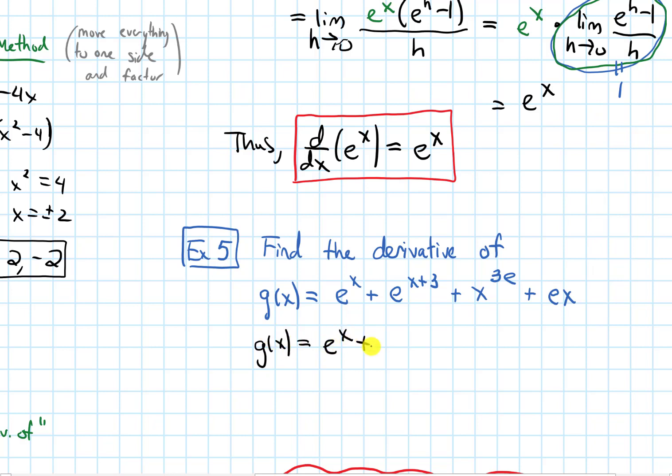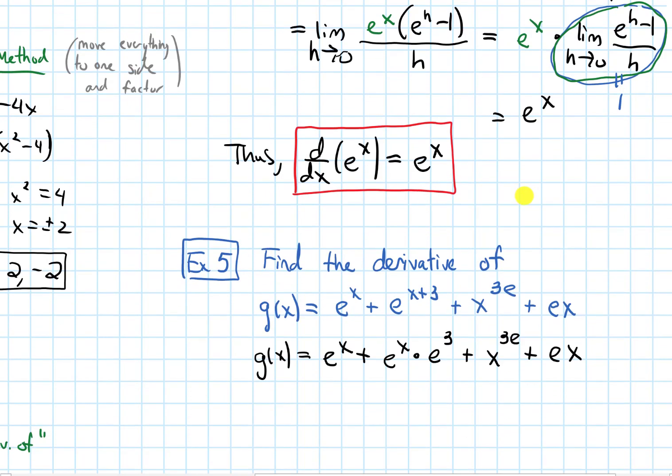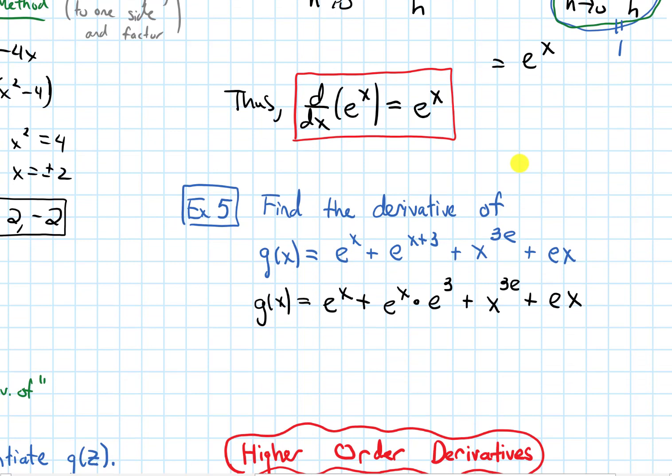So I'm going to simplify this using exponent properties first. We can rewrite that e to the x plus 3 and use this exponent property that we used before. This is e to the x times e to the 3. And let's keep the rest the same. X to the 3e plus ex. This is e times x. And now we are ready for the derivative.